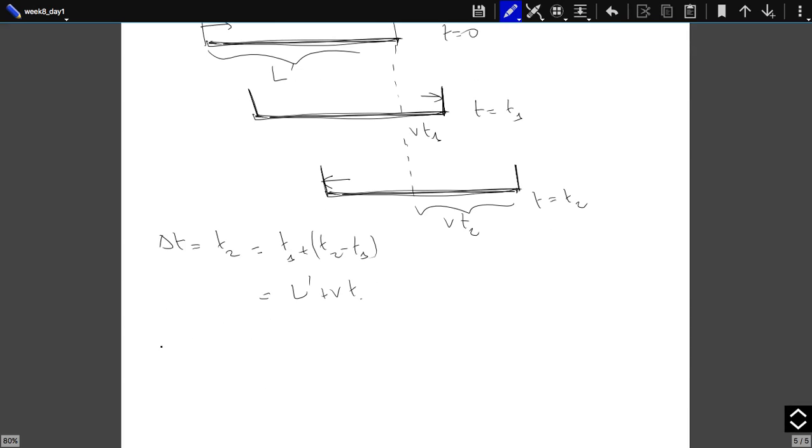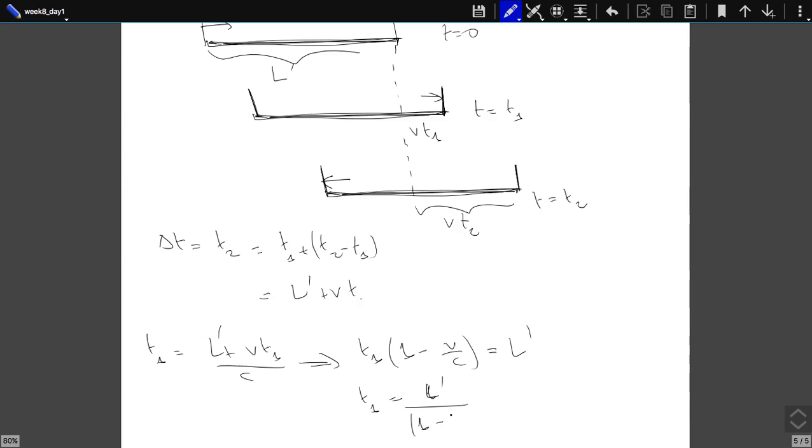Let me just solve those first. T1 is equal to L prime plus v t1 over c. This is what t1 is, because L prime is the total length the light ray has traveled, and also it traveled this extra distance v t1. This is the total distance that the light ray travels until it reaches the other end. So divide by c, it is the time it takes, t1. This tells me that t1 times 1 minus v over c is equal to L prime, or t1 is equal to L prime over 1 minus v over c.